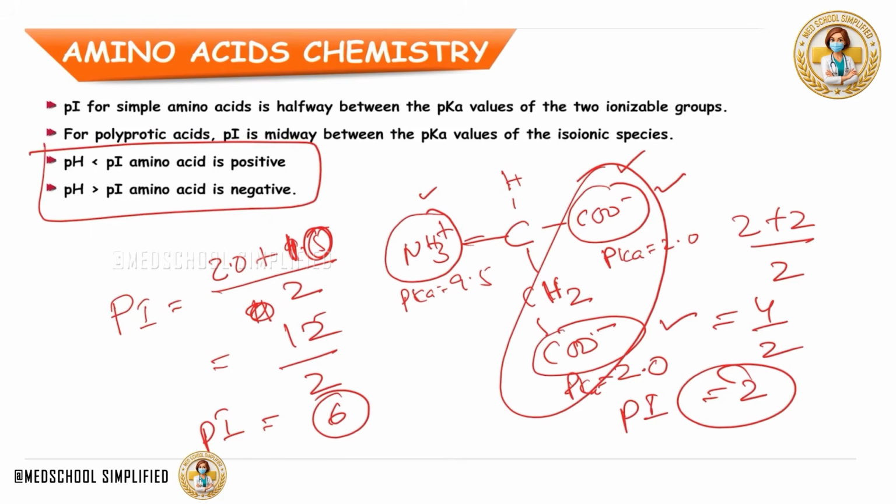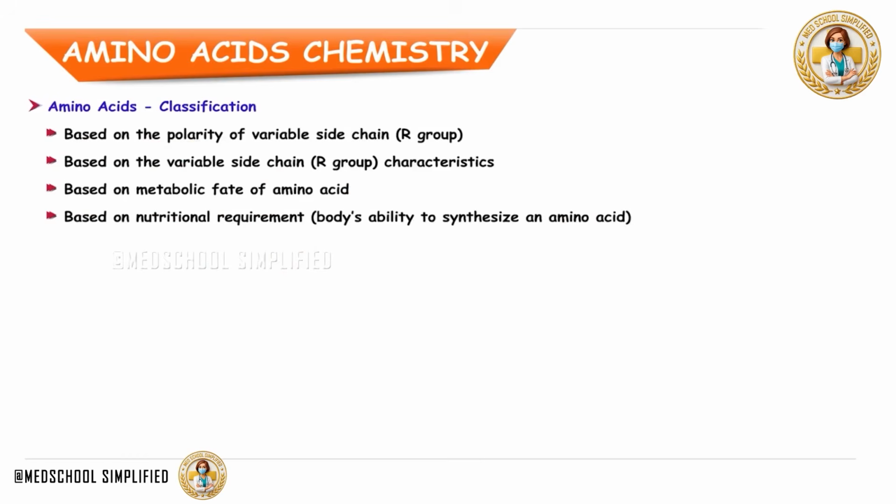So when pH is less than pI, there will be protonation going on, so it will exist as a positively charged form. When pH is more than pI, the molecule exists as a negatively charged anionic form. Cationic form and anionic form, we have seen that already.